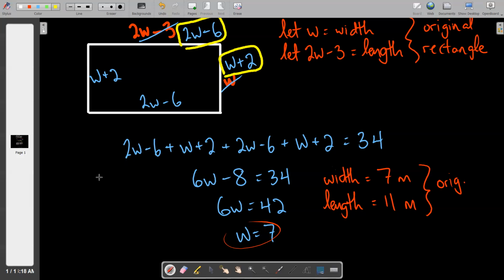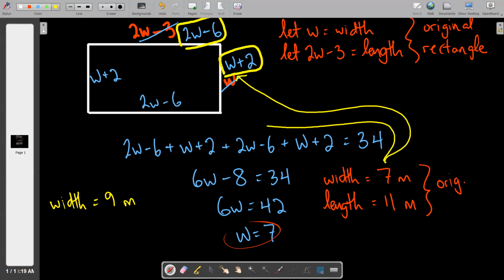the changed ones. So what will the width be after the change? 9. Very good. 9 meters. That's just putting 7 because we know W is 7. That's the game changer for this whole problem. If W is 7, then you can just put that up in that yellow box. And if W is 7 and you put it up into this yellow box, what's twice 7 minus 6? Is 8. So the length would actually be 8.